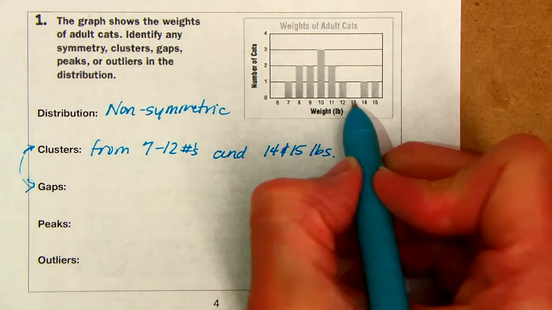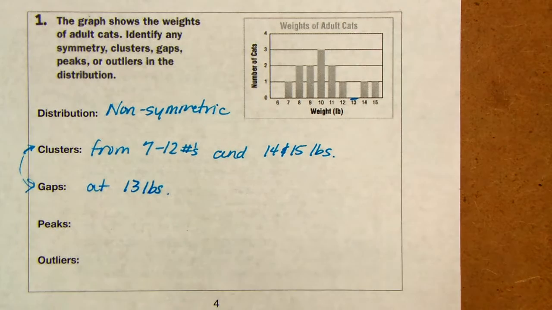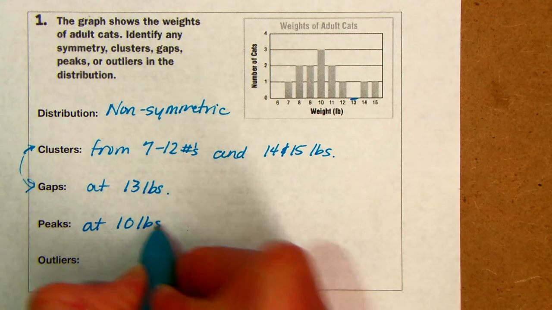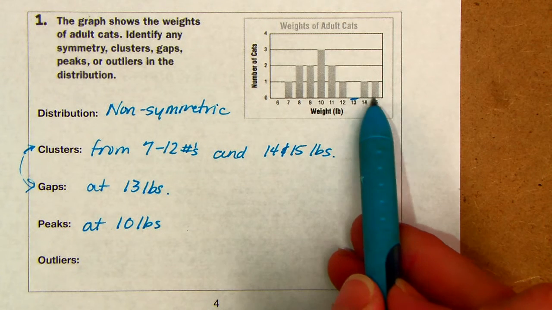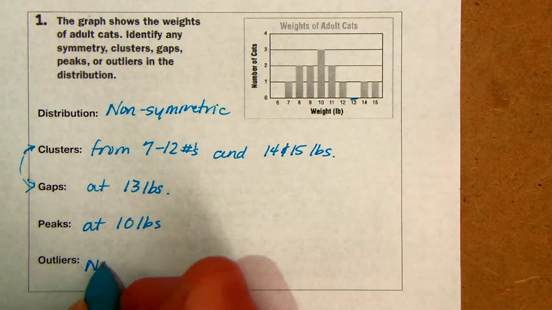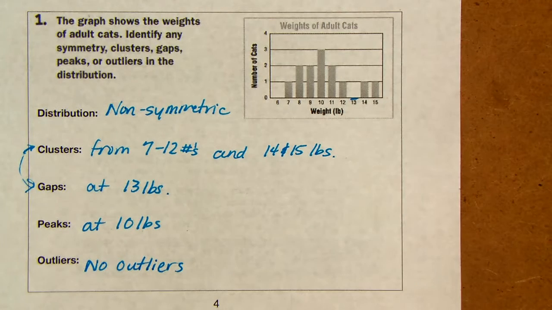A peak, our highest point, okay, there's a peak at 10 pounds. And an outlier. Now, there really isn't an outlier. I mean, I know we have these two up here, but they're together, and they're really only one spot away, so no outliers. All right, so when we are discussing distribution, those are the 5 things we're going to talk about. Now, there might not be a gap, there might not be a peak, there might not be clusters, and you just say none if that's the case.